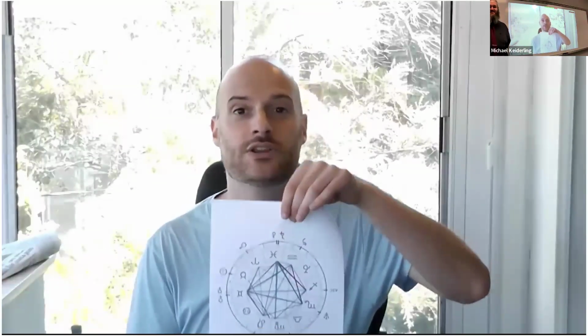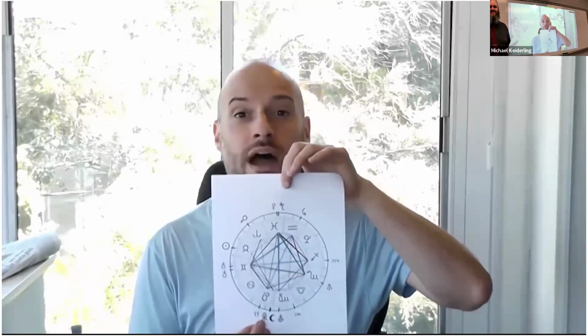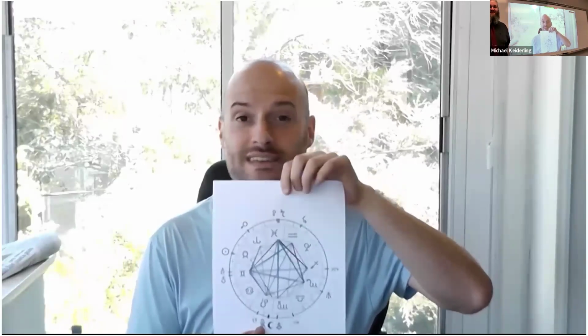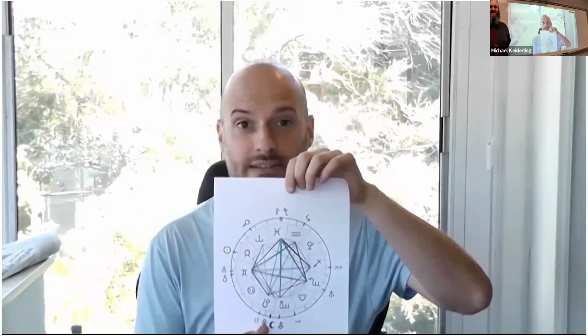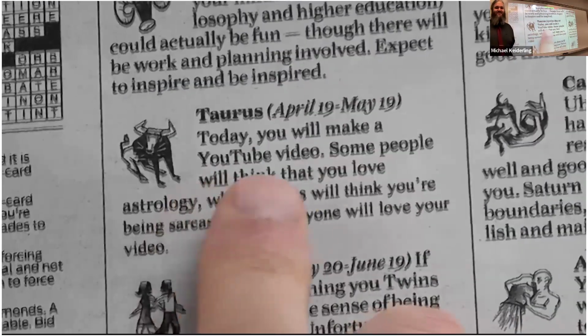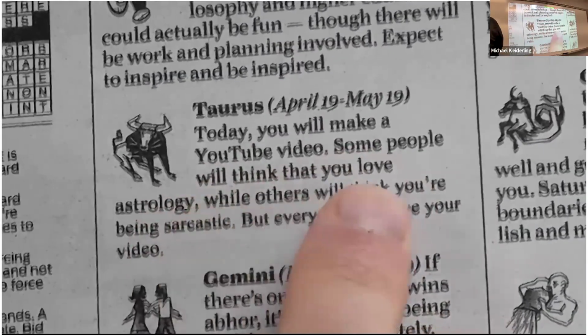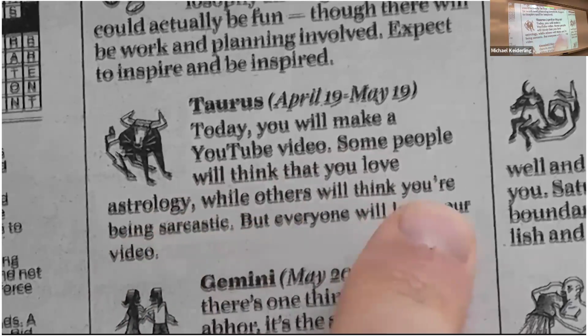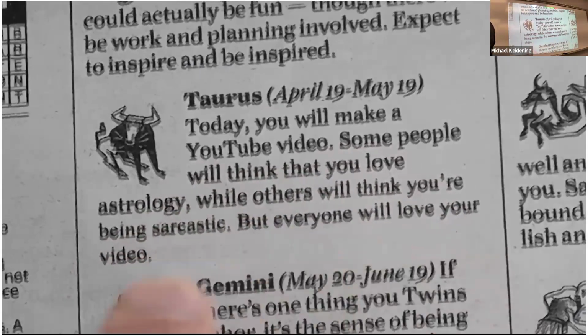And as we know from astrology, the position of the sun and planets at the moment you were born predicts all future events in your life. Here's a chart showing you the positions of the planets when I was born. As you can see, I am destined for greatness. Don't believe me? Just look at my horoscope today. Today, you will make a YouTube video. Some people will think that you love astrology, while others will think you're being sarcastic. But everyone will love your video.